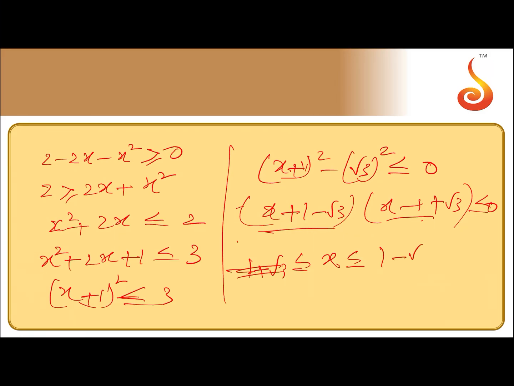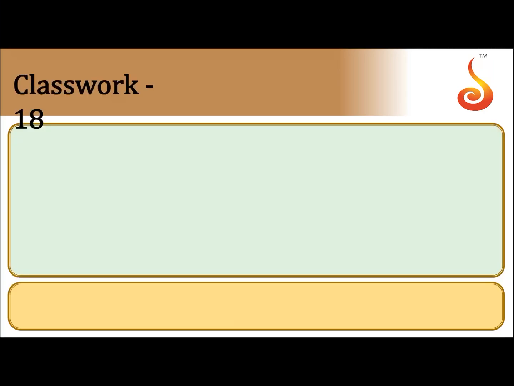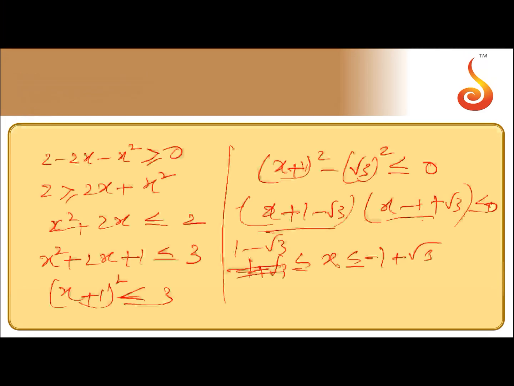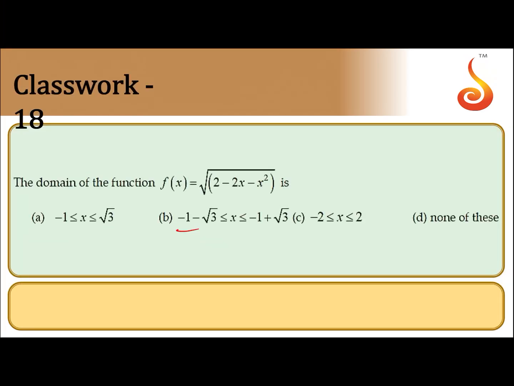No. It is supposed to be 1 minus root 3, and this is supposed to be minus 1 plus root 3. So clearly you could see that 1 minus root 3 and minus 1 plus root 3. So the answer in this case is minus 1 minus root 3 to minus 1 plus root 3, which is our required answer. Okay, right. Clear? Right. So the answer is B.